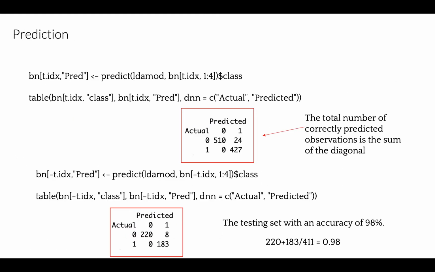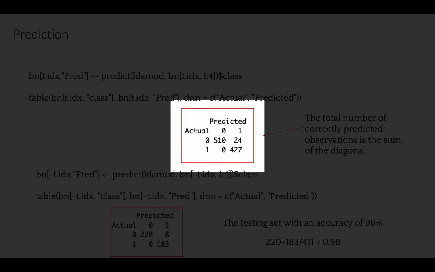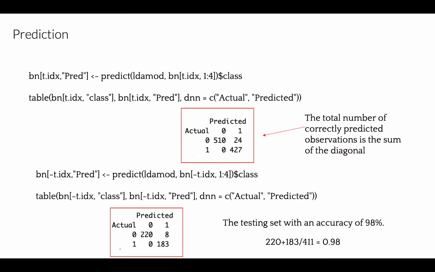In the next step, we can use the predict function to generate predictions for the training partition. We're going to pass the model and predictor variables, and the class component contains the predicted class values. Then we can use the table function to generate a two-way cross table. We can check now how our model actually performs on the training partition. Please note that your results may slightly differ because of random partitioning. So the total number of correctly predicted observations is the sum of the diagonal. So we have 510 plus 427, it's 937. So we can calculate the accuracy as correctly predicted observations divided by the total number of observations.